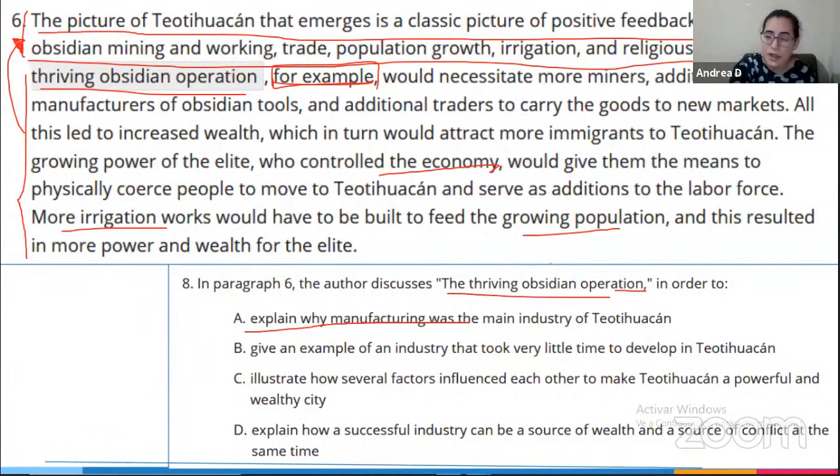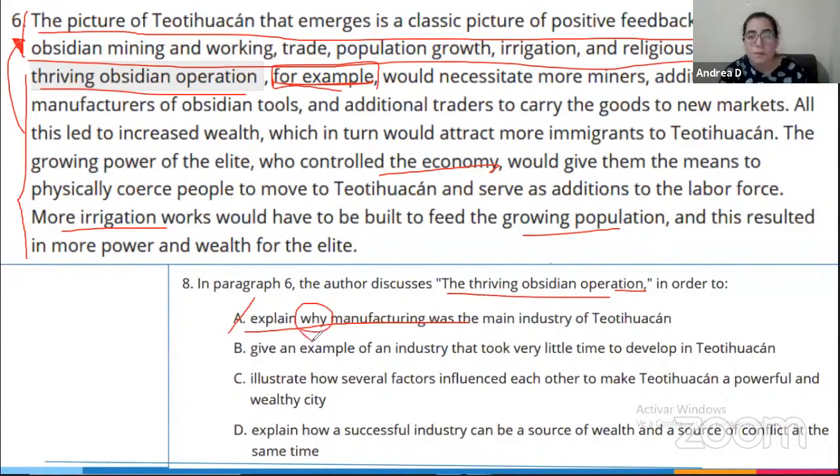Maybe this, for example, could be here at the beginning. You could have something like, for instance, the thriving obsidian operation would necessitate more miners and so on. So it doesn't really matter where you have that, but this connector is already telling you that the thriving obsidian operation is an example. So that is already helping you eliminate some options. For instance, I would eliminate A, explain why, because if I have why, then I would need a because, right?